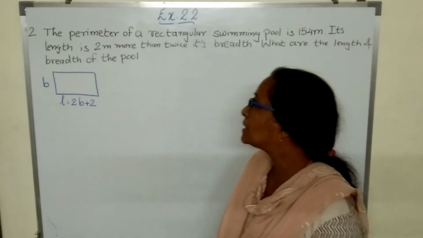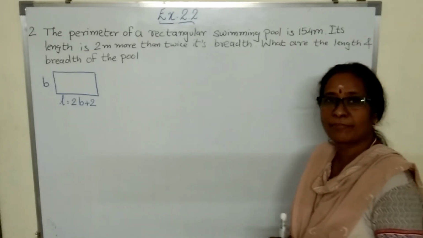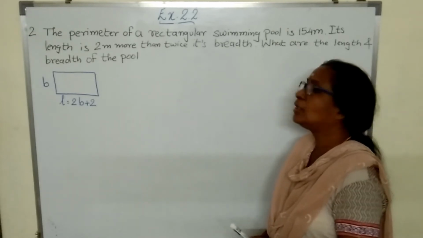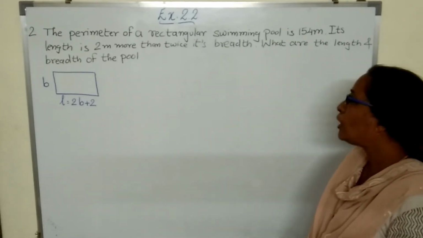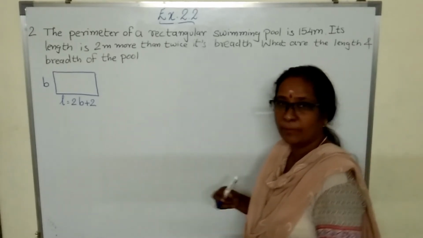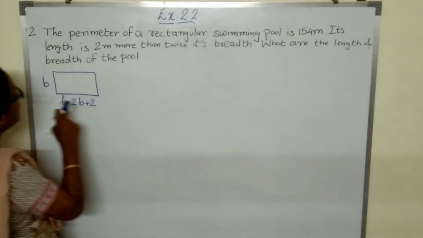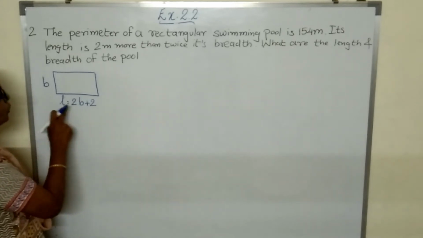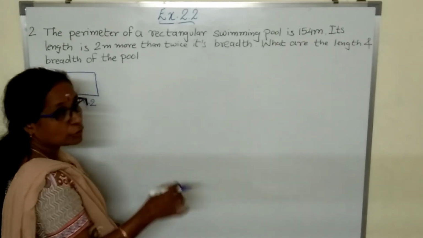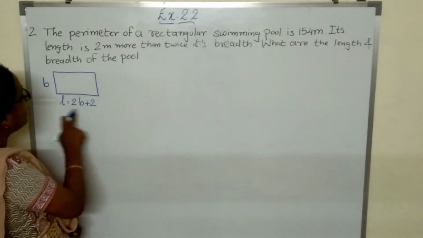The next question is, the perimeter of a rectangular swimming pool is 154 meter. Its length is 2 meter more than twice its breadth. What are the length and breadth of the pool? What is given? There is a swimming pool. What is the shape of the pool? Rectangular shape. And its length is 2 times breadth plus 2. This is what is given.